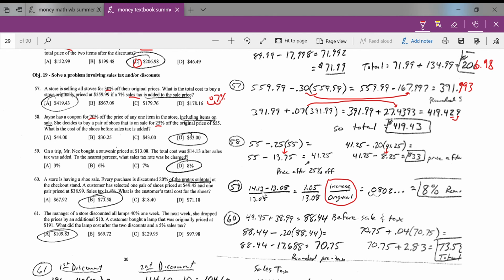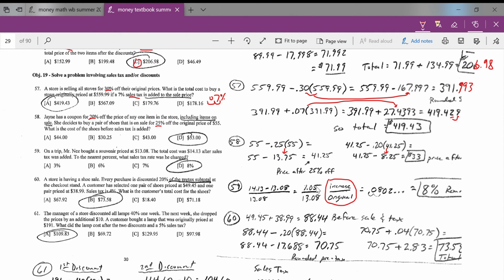So you subtract those two, 14.13 minus 13.08, you get $1.05. The key here is the original amount goes on the bottom. It's not the bigger amount or the smaller amount or whatever. It's what it was first. And here it was $13.08 first. Then they added the tax to get to $14.13. So that goes on the bottom.